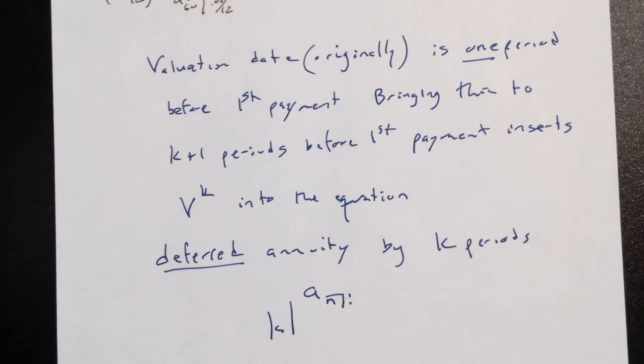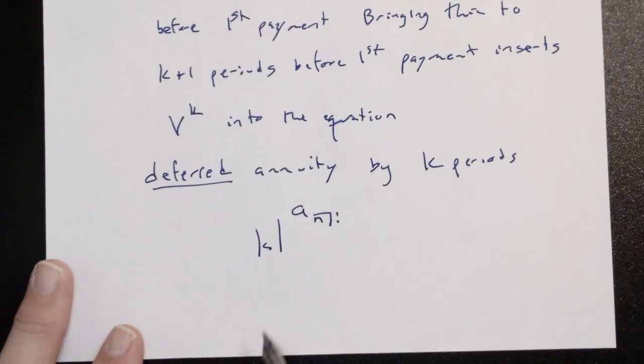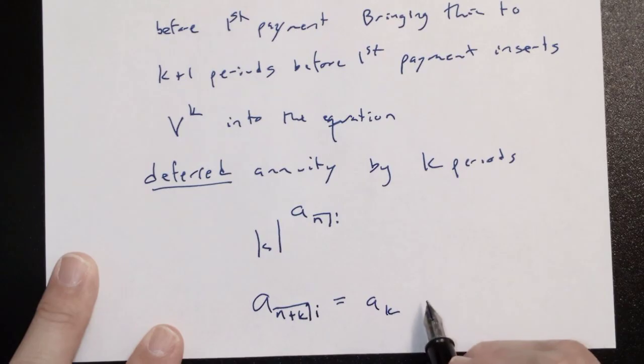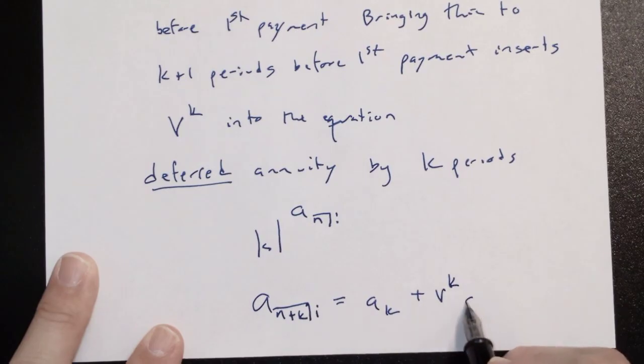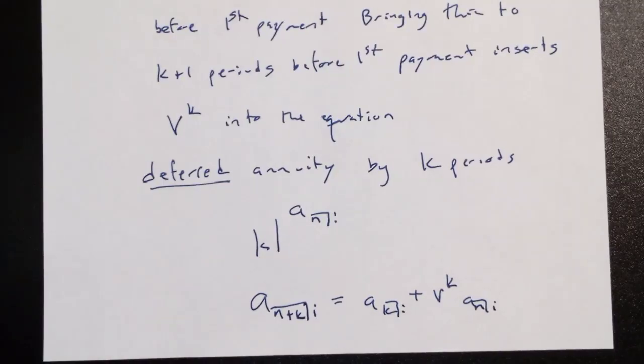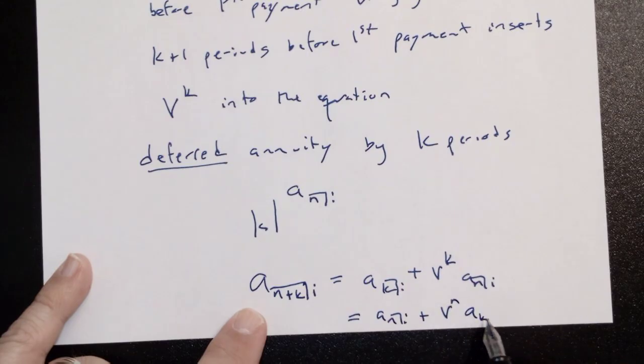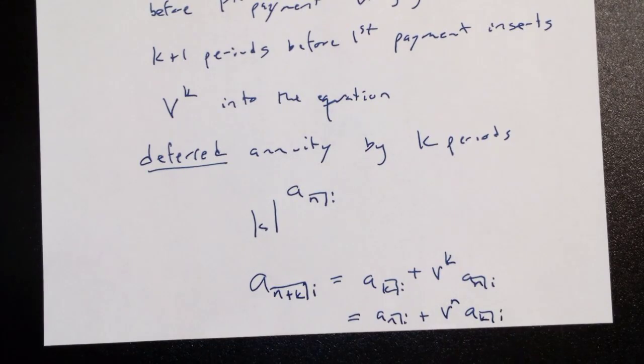But I can have that same equation that we had at the end of class last time, and I can say that a angle n plus k at i is a angle k plus v to the k a angle n. Those both get i's. Or I can switch those two pieces and I can write a angle n at i plus v to the n a angle k at i. Notice that the power of v is opposite the subscript on that a.